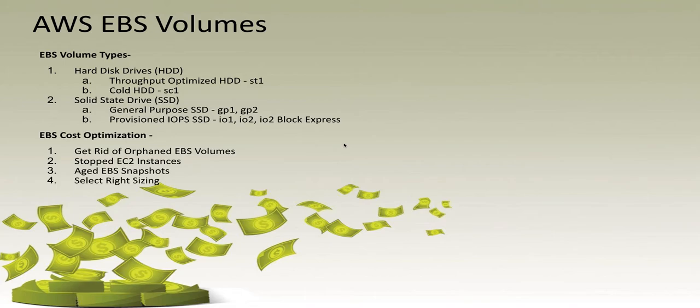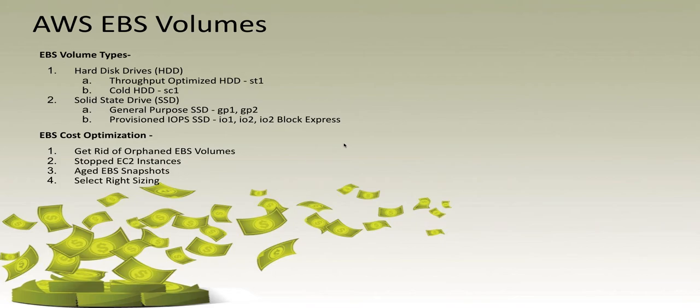EBS volumes are attached to EC2 instances, which enables you to keep data persistently on a file system even after you shut down your EC2 instance. Even if you stop your EC2 instance, data will still be saved on the EBS volume.